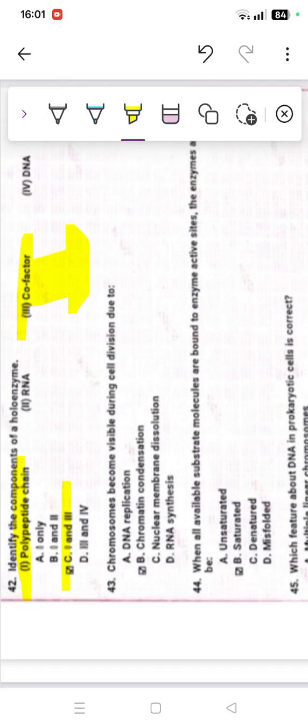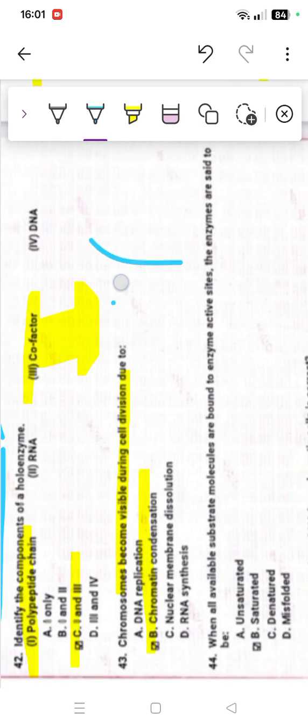Question 43 says chromosome become visible during cell division due to chromatin condensation. This is a simple process. Suppose this is a chromosome, this middle region is called the centromere. Here we have one kind of protein called kinetochore, starting with K if I'm not wrong. Yeah, this is okay. Then this is how the chromosome becomes visible. So this is simply condensed into this kind of structure.